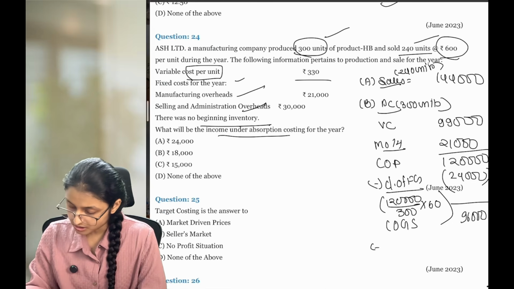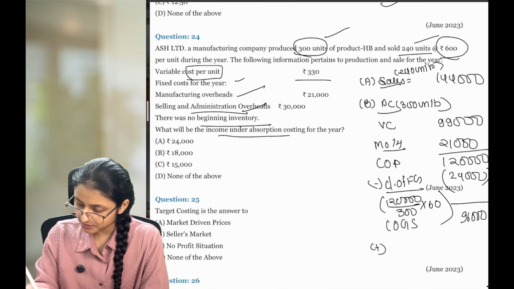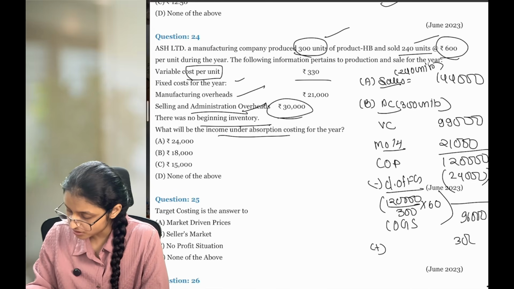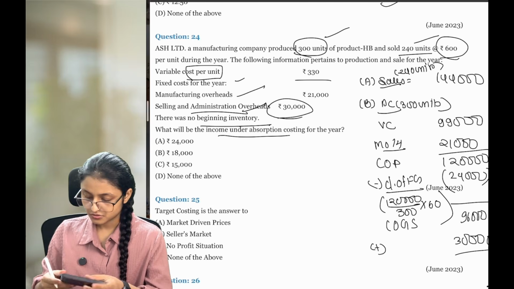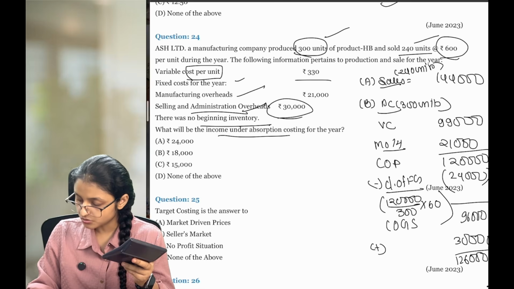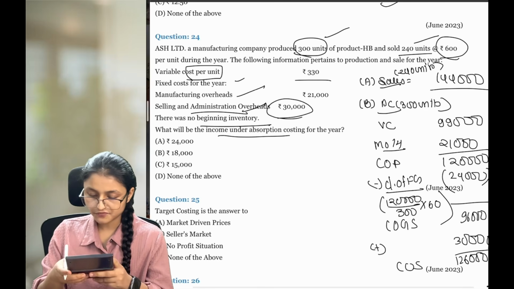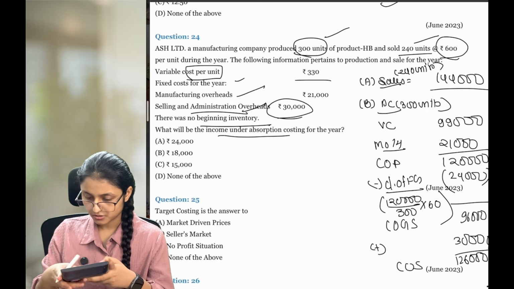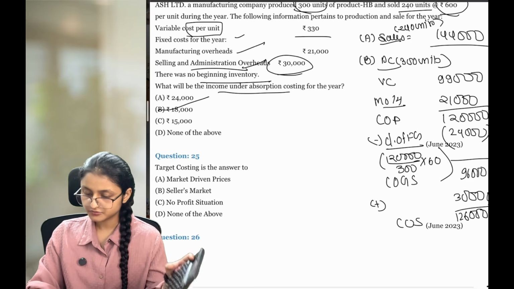Now add your other cost which we have of selling and admin of 30,000. There is only fixed cost here, no variable cost is given to you. So 96 plus 30 will give you 1,26,000. This is the total cost of sales, and 144 is the sales amount. So we are getting a profit of 18,000 here.